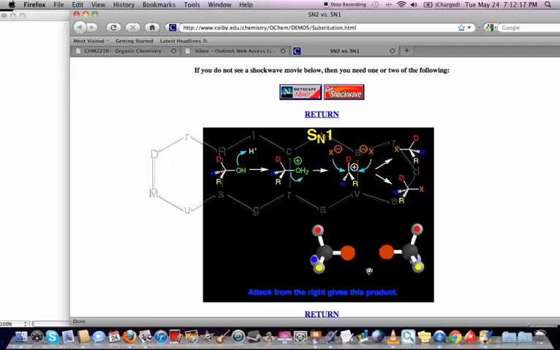And these two products are mirror images of each other and are thus enantiomers when this was a chiral center. So if you started off with an R reactant, you would get an R plus S product. If you started with an S reactant, you would end up with an R plus S product.